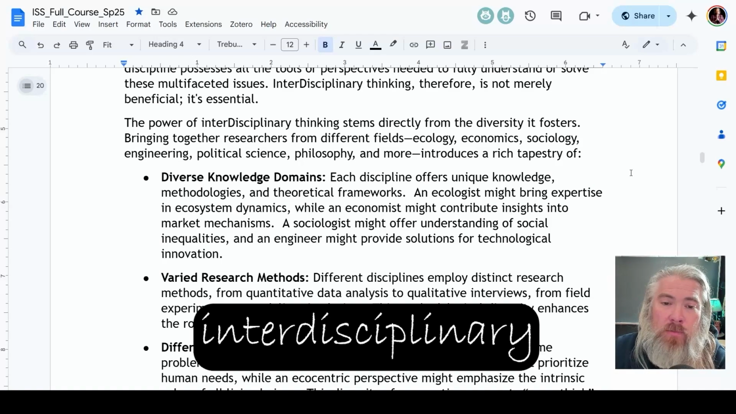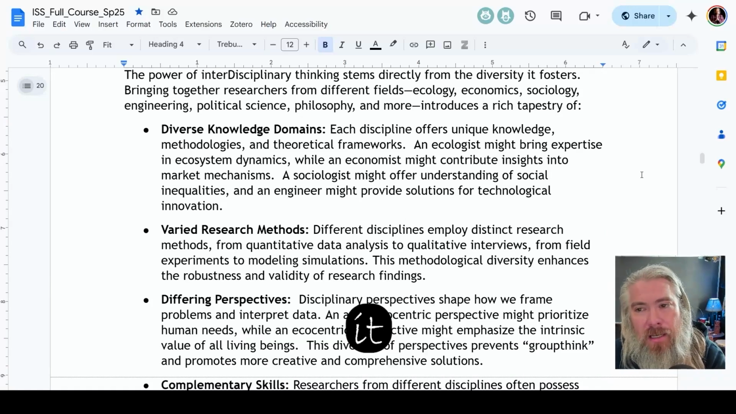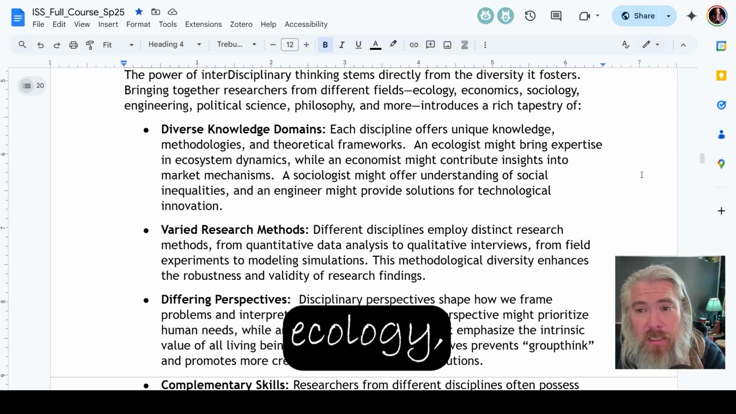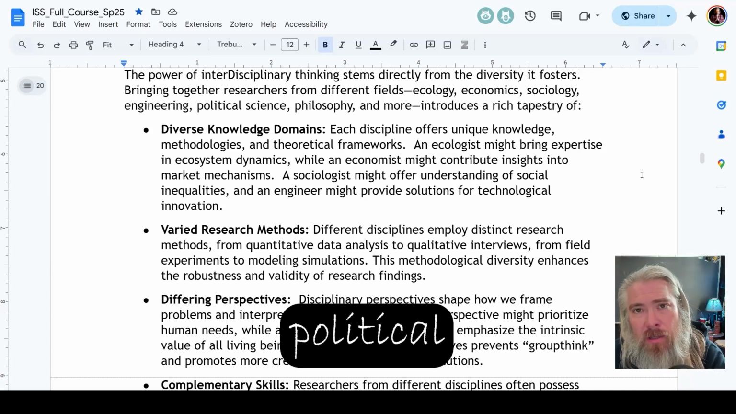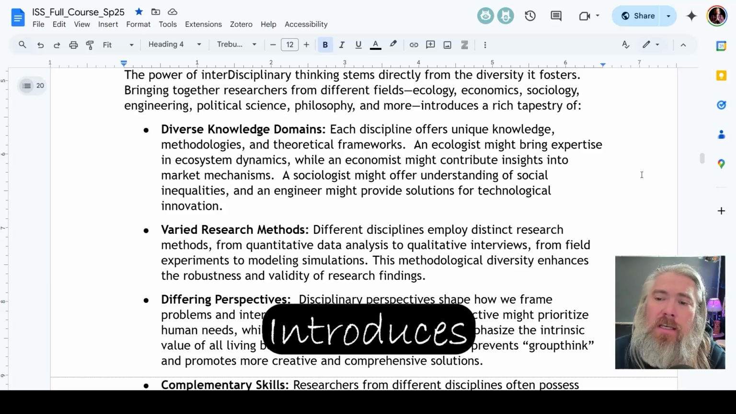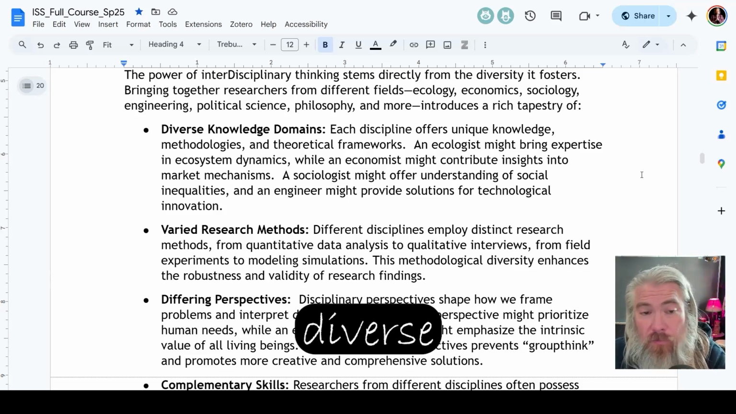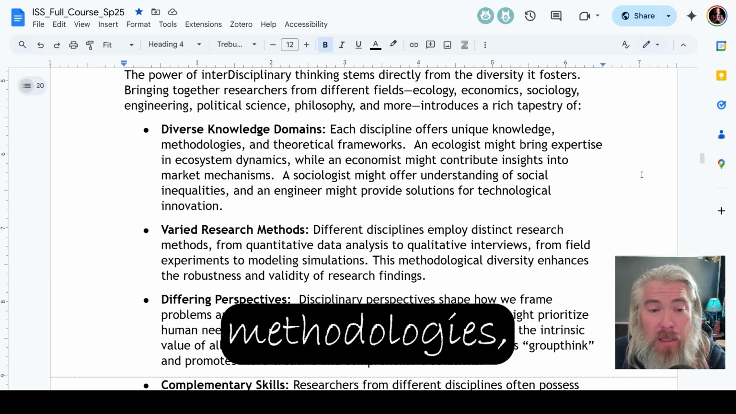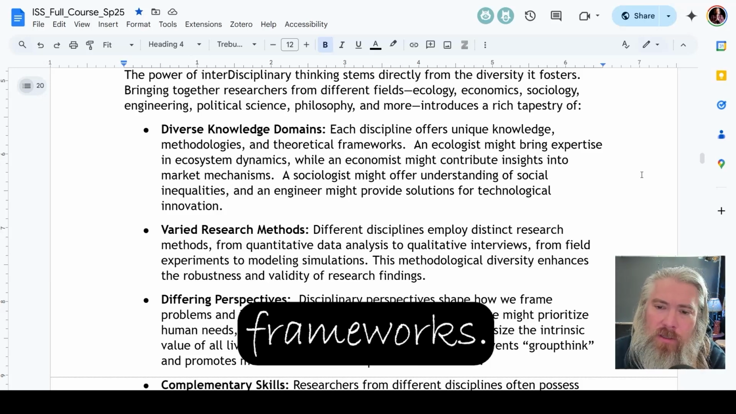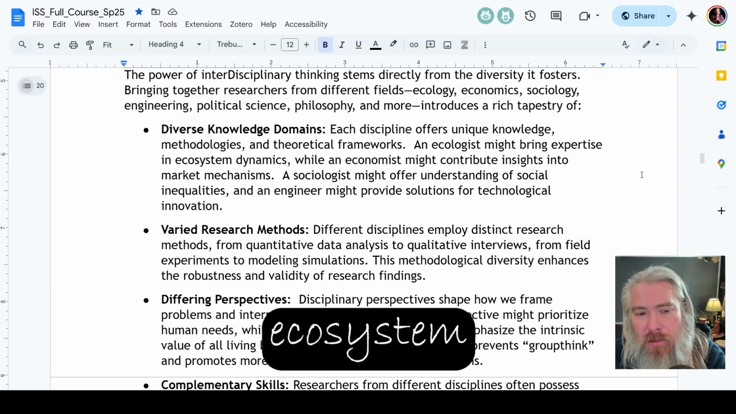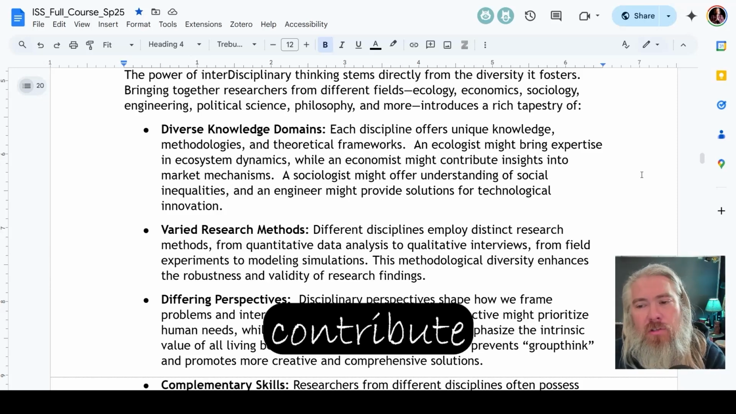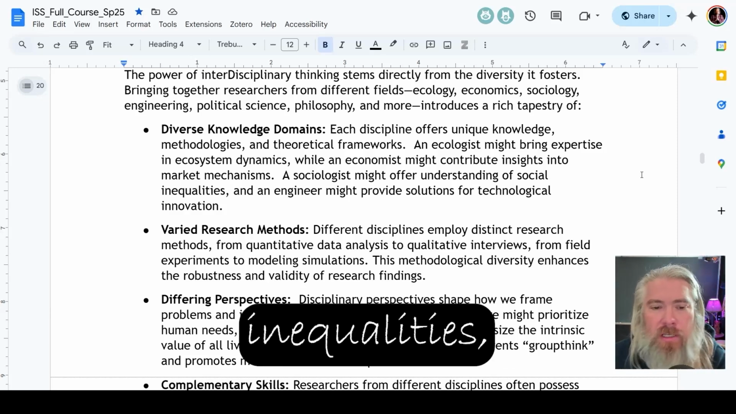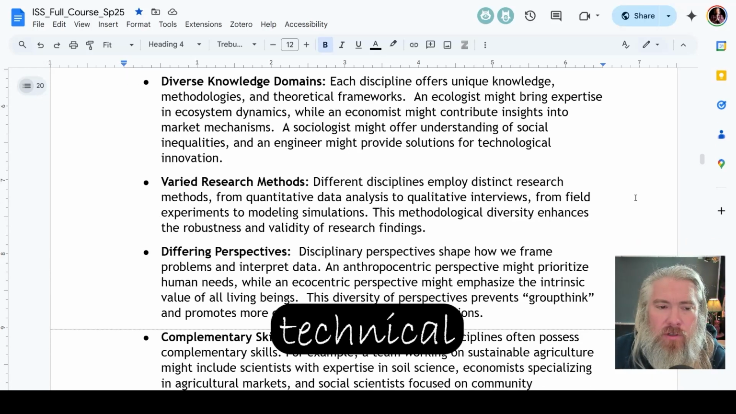The power of interdisciplinary thinking stems directly from the diversity that it fosters. Bringing together researchers from different fields such as ecology, economics, sociology, engineering, political science, philosophy, and more, introduces a rich tapestry of diverse knowledge domains. Each discipline offers unique knowledge, unique methodologies, and theoretical frameworks. An ecologist might bring expertise in ecosystem dynamics, while an economist might contribute insights into market mechanics. Sociologists might offer understanding of social inequalities, and an engineer might provide solutions for technical innovation.